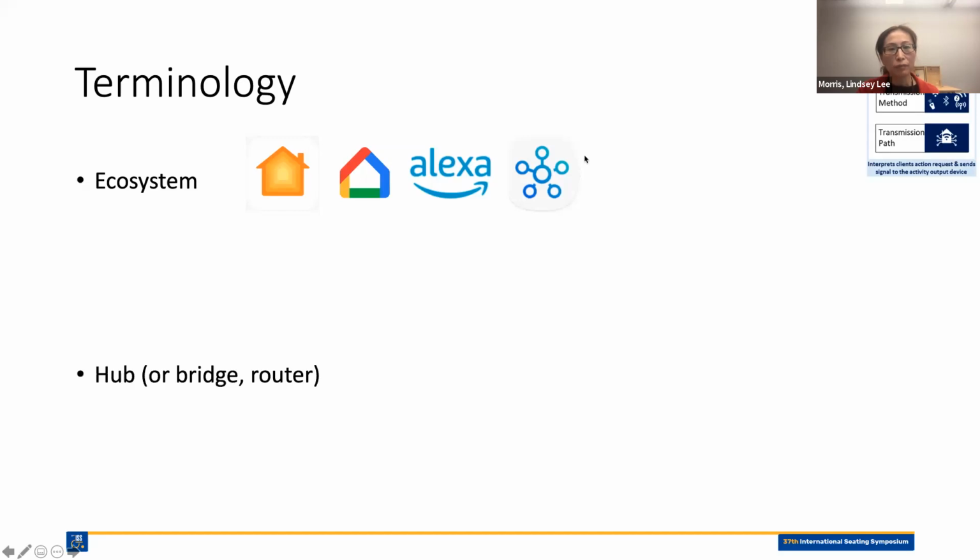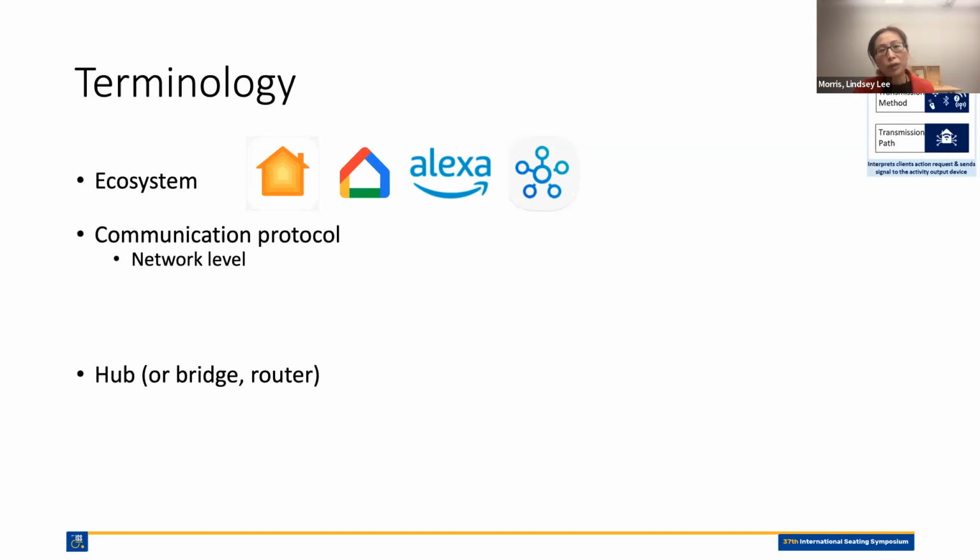On the software level you have these processors, but on the hardware level you also have processors, which we always refer to as a hub. Sometimes we call that a bridge or router. This router is not your Wi-Fi router in the home. It's the hub, bridge, or router that helps connect devices on the hardware level so the devices can talk to each other. I'd also like to mention that there's a communication protocol that can link these ecosystems and hubs together so they can function together.